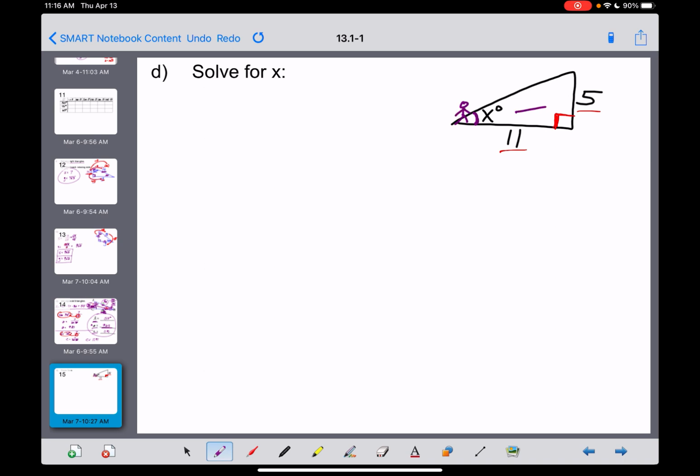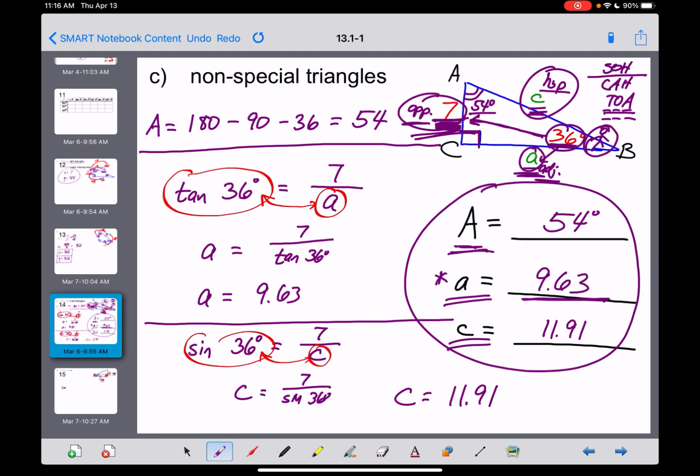And let's think about sides, guys. The 5 is the leg across from you. That's the opposite leg. The 11 is the leg right next to you. That's the adjacent leg. And which trig ratio uses opposite and adjacent? That's tangent.